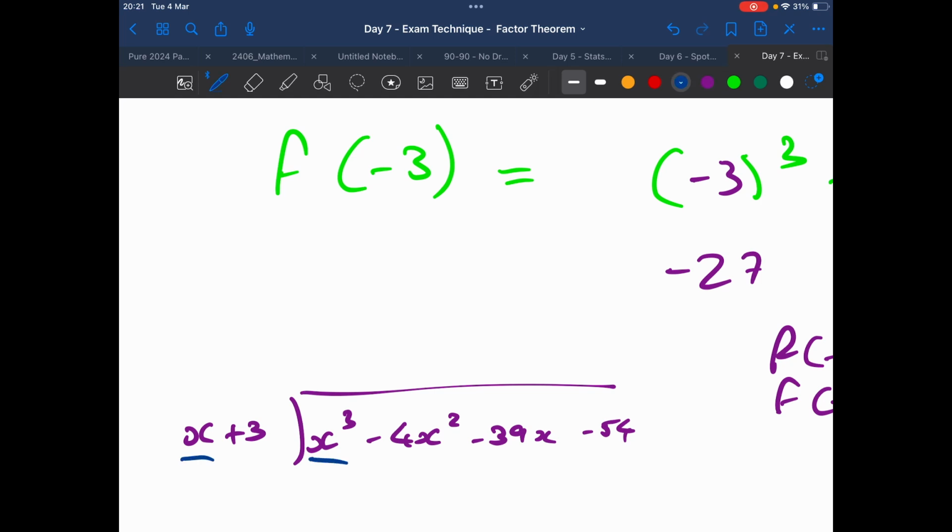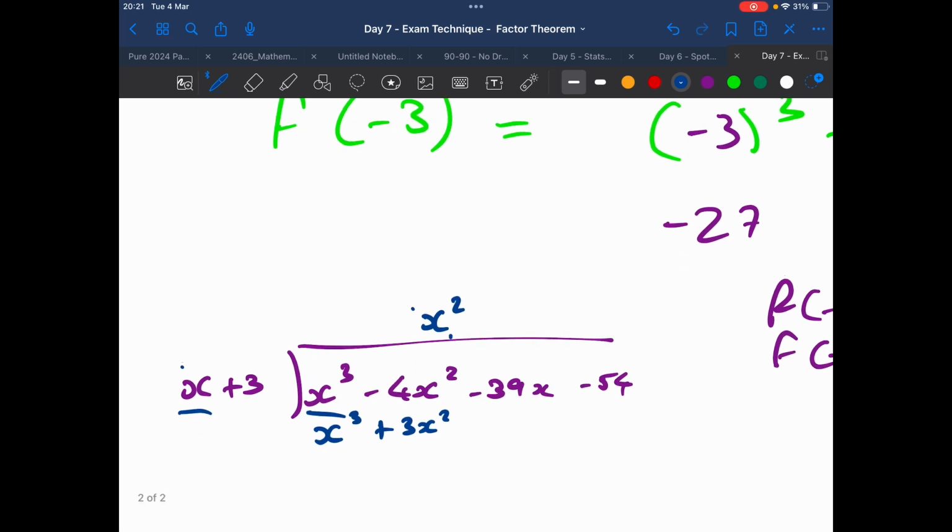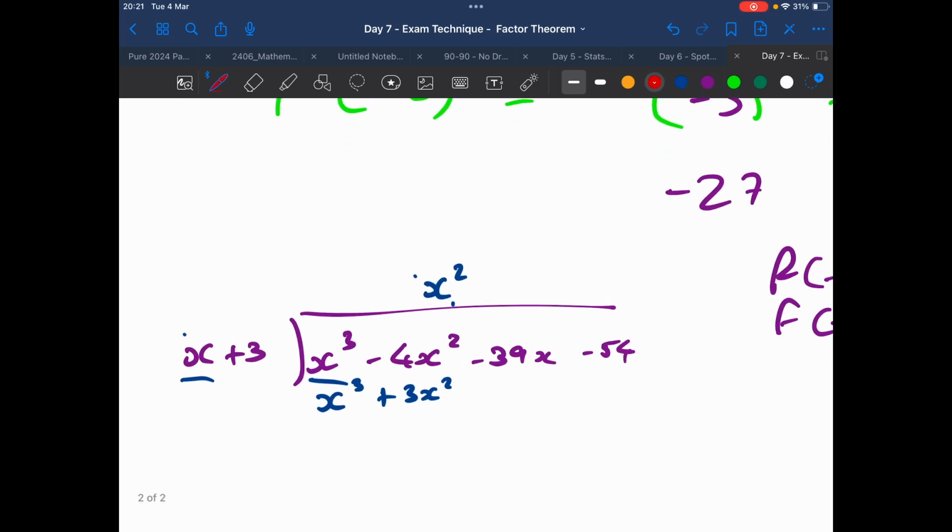What connects these? It's x squared. So x squared goes up here. X squared times x gives us x cubed. X squared times 3 gives us a 3x squared. Okay, long division, we're going to cancel those ones out and we're going to subtract. So that's going to be minus 4 minus 3 gives me a minus 7x squared minus 39x minus 54.